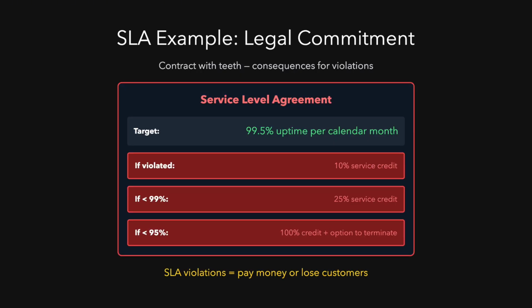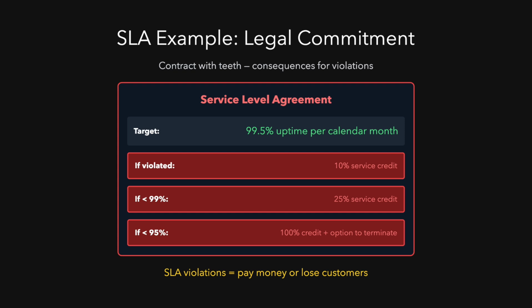And then we have SLA, Service Level Agreement. An SLA is a legal commitment to customers. It's a promise with consequences. Notice the difference. This has teeth. If you violate an SLA, you pay money or customers can leave without penalty.